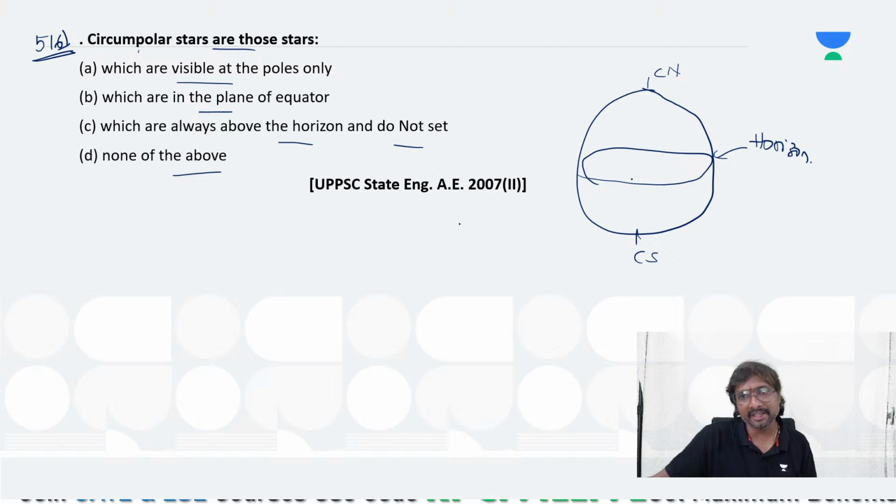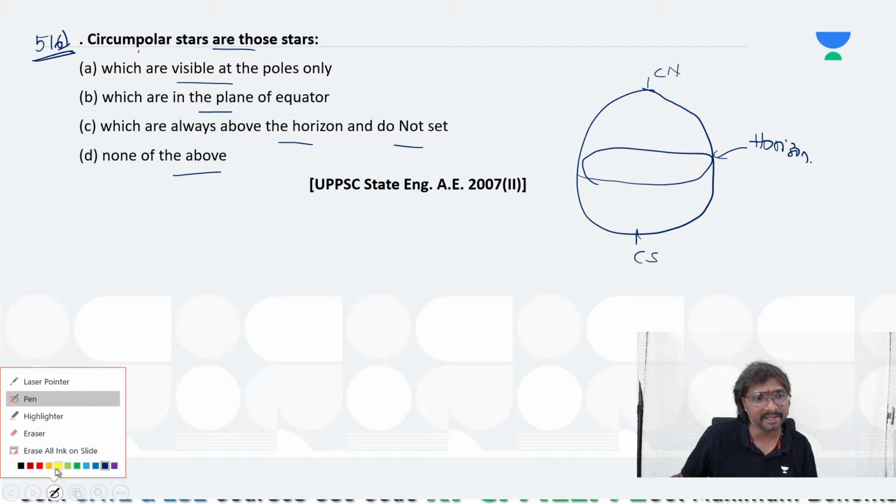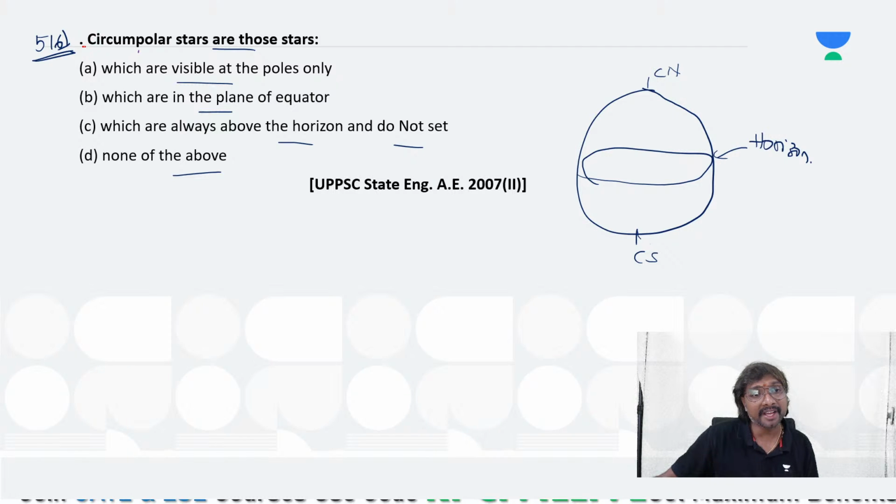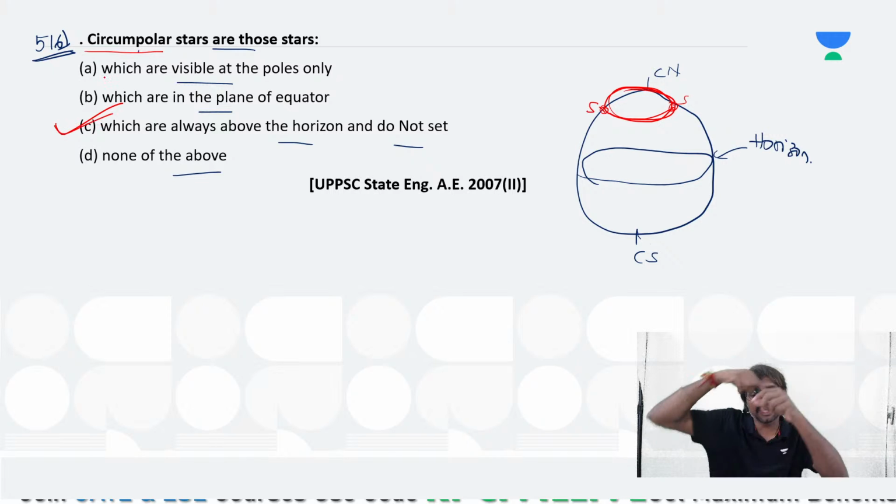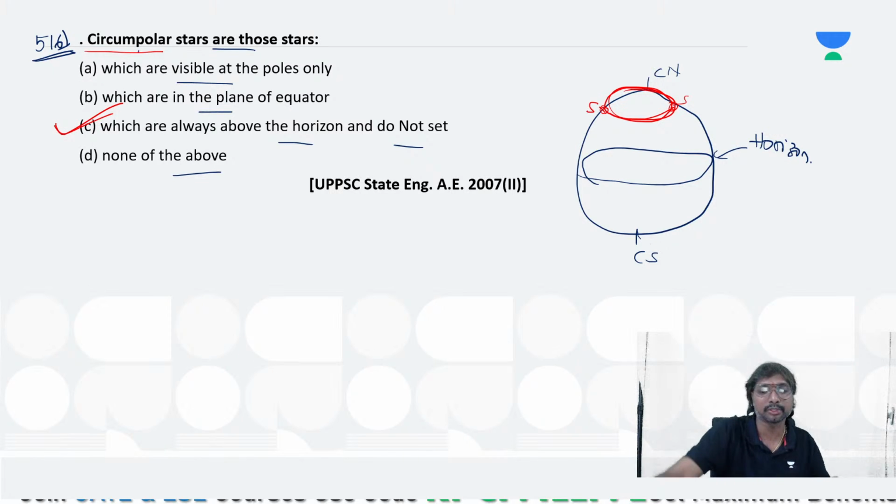The name itself tells us that they make a circumference at the pole. So this star moves from this location to this location and then to that location, like that only it will be moving. So it will always be above the horizon and will not set. The answer is: always above the horizon and do not set. At the celestial poles they are making a circumference.